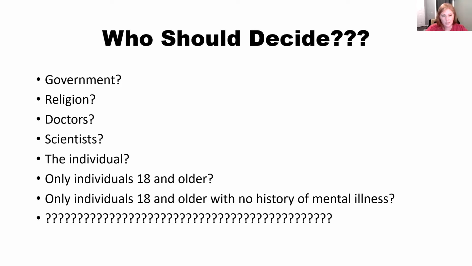Those are bioethics issues. If you're over 18, should you be able to decide for yourself only if you don't have any history of mental illness? By mental illness, that doesn't mean something like paranoid schizophrenia necessarily. Depression, anxiety, stuff like that. Who gets to decide? Okay? All of these things go into the complex issue that is bioethics.